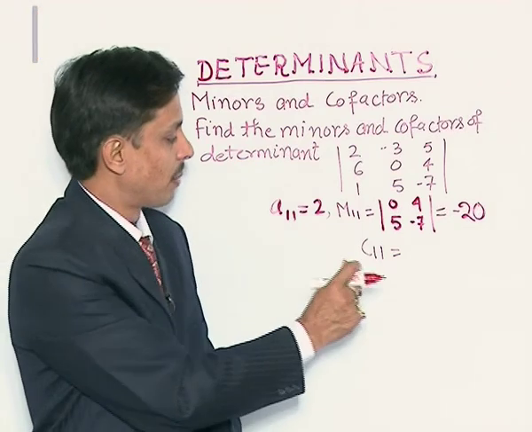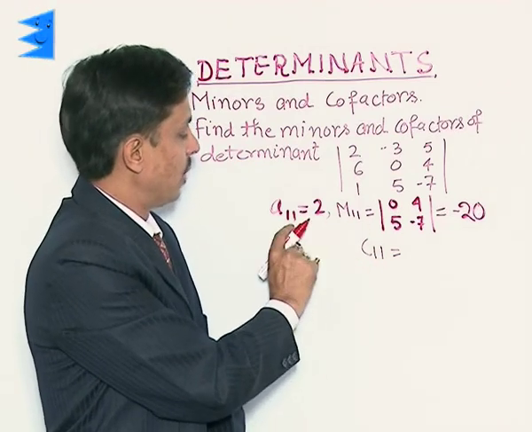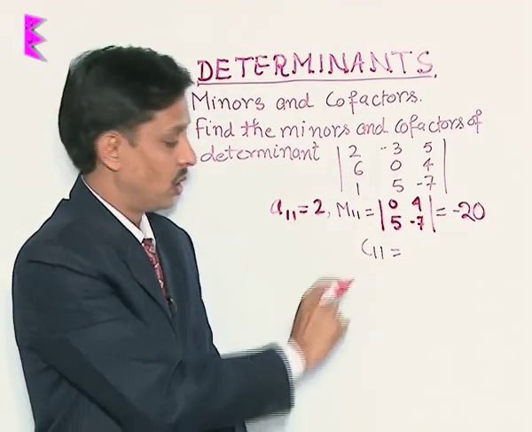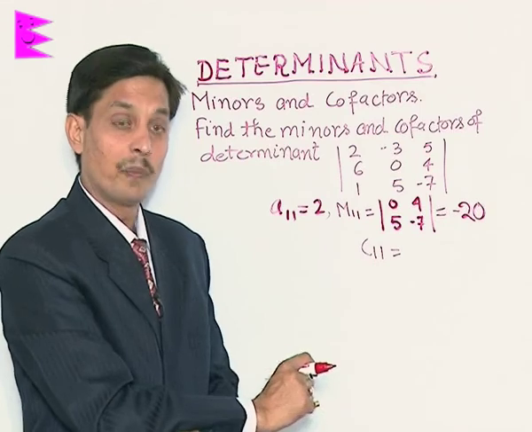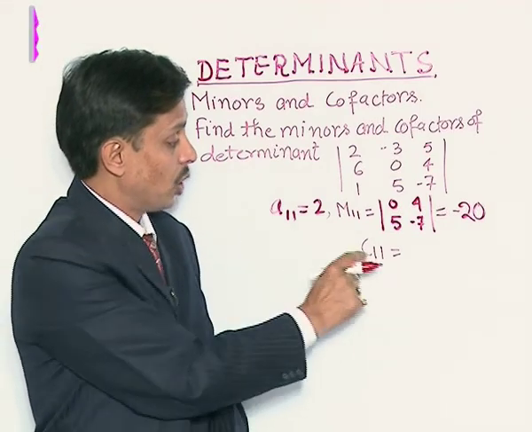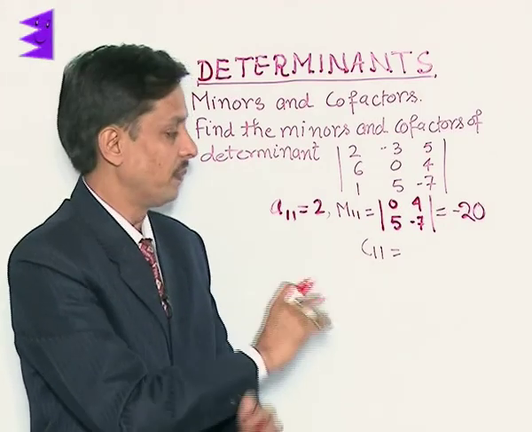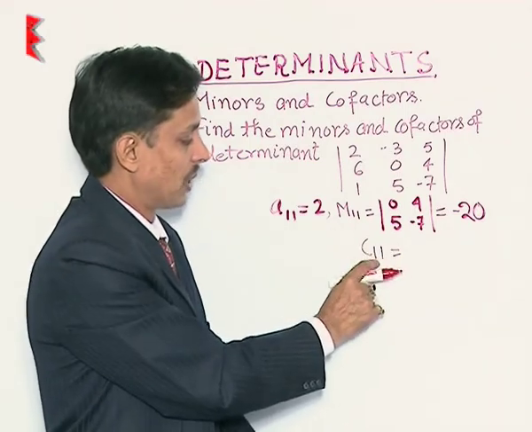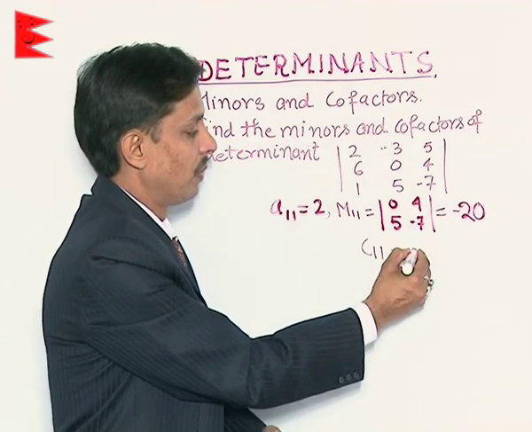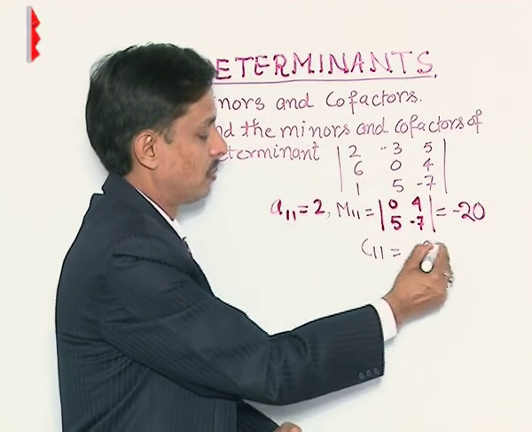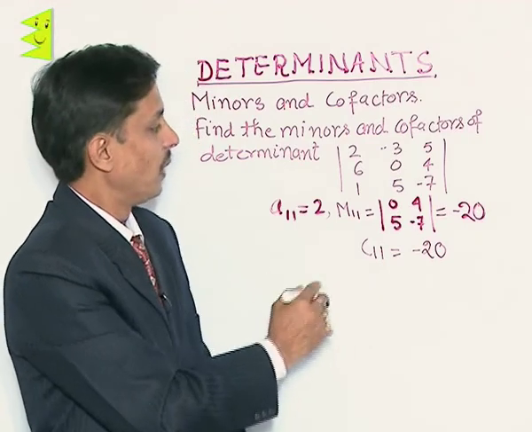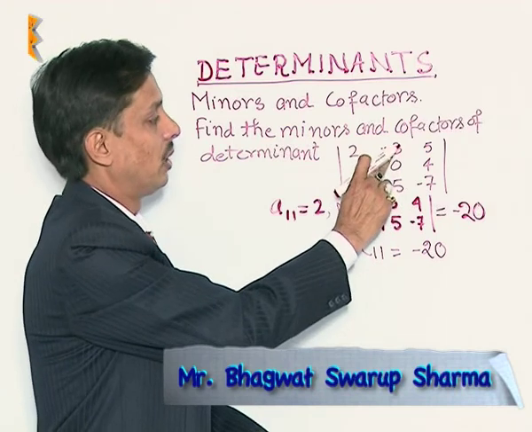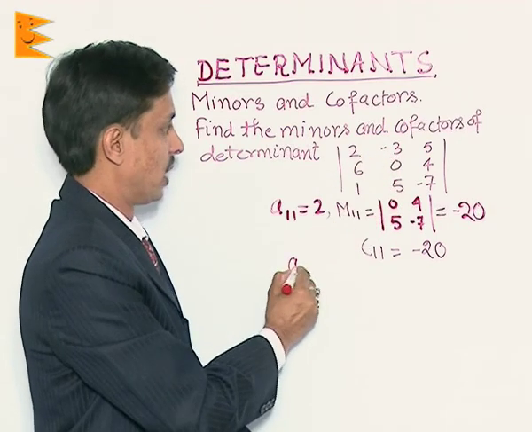You just need to sum up the position. It is A11, that is 1 plus 1, 2. M11, 1 plus 1, 2. C11, 1 plus 1, 2. If this sum of the row and column is even, then the minor and cofactor are both the same. Here 1 plus 1 is 2, so it is given by the same number, that is -20.